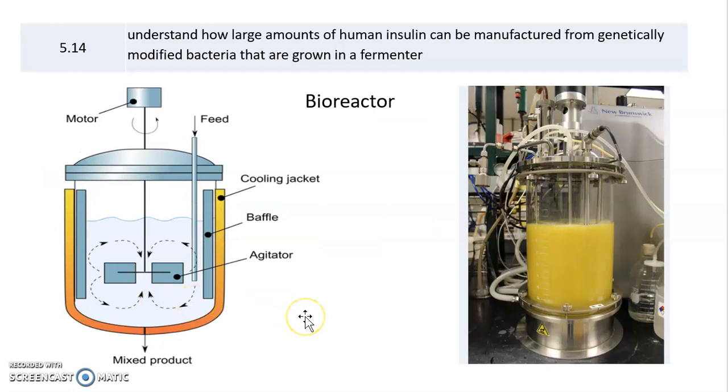What we've got here is a bioreactor. We met this idea previously, but what we're going to put in this bioreactor is the transformed bacteria with the human insulin gene, and we're going to make sure that we've got the perfect conditions for those bacteria to live and thrive and produce the human insulin. And the mixed product which comes out here is going to then be purified to produce that human insulin.